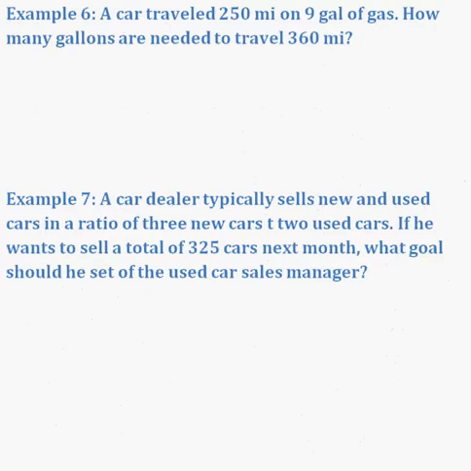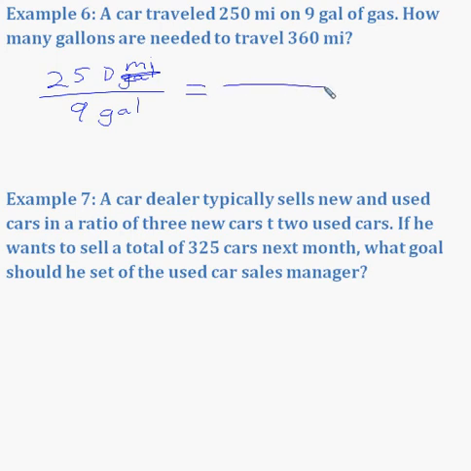We can use proportions to help us solve other problems. So in these examples, we're going to be able to set up a proportion and then solve that proportion. So here, a car travels 250 miles on 9 gallons of gas. Well, that's a ratio. So we have 250 miles, and they use 9 gallons. That's a ratio. Well, if we can set that equal to another ratio, we'll have a proportion that we can solve.